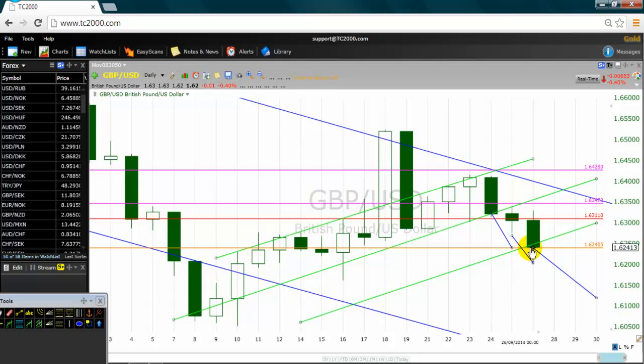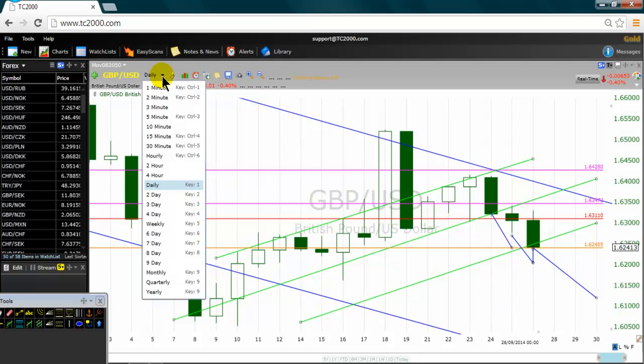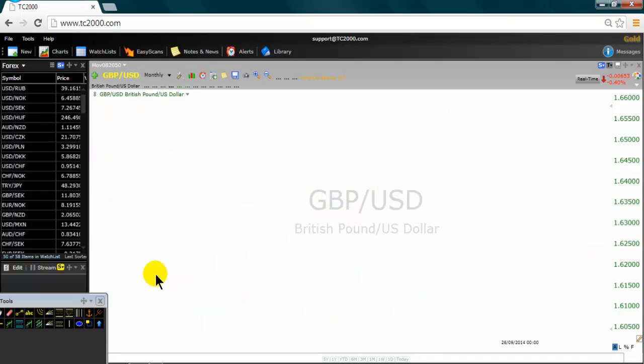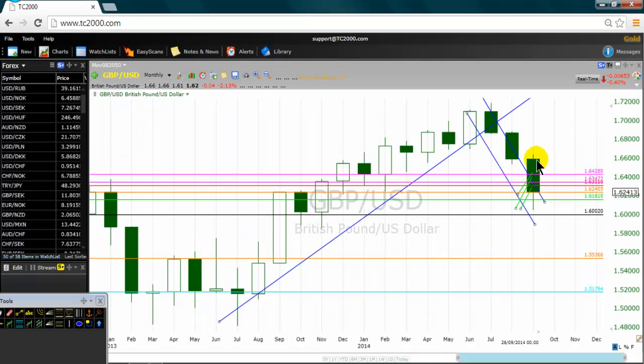Trading idea part 2. What is trading idea part 2? We go to the monthly chart. Okay, we can share that with the public. There's nothing wrong with it. We are on the monthly chart.